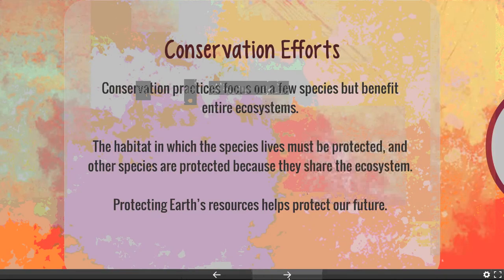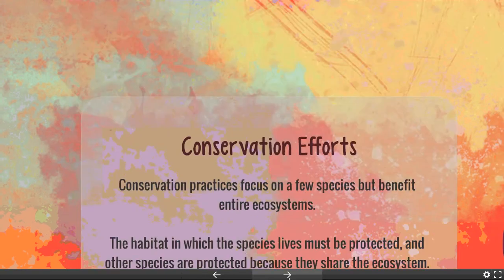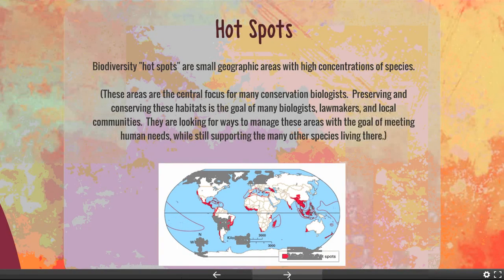All right, so here are some conservation efforts. Typically they focus on a few species, but will benefit the entire ecosystem. The habitat in which the species lives must be protected, and then the other species are protected because they share that ecosystem. So by protecting one species, it actually has an impact on all the organisms within that individual ecosystem. Then you have biodiversity hotspots. These are small geographic areas with high concentrations of species, areas where there are a large number and variety of different organisms.